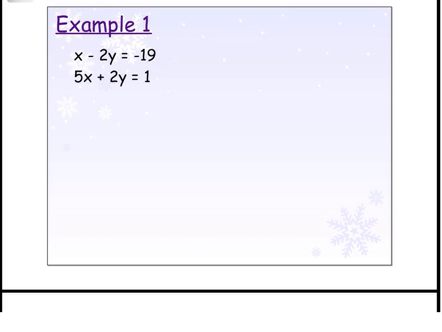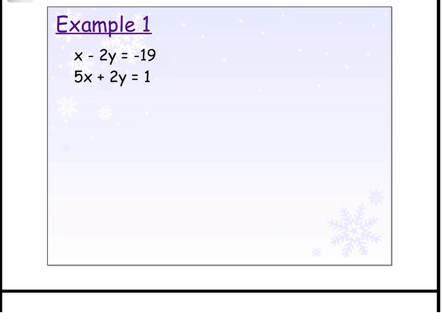Alright, first example says x minus 2y is equal to negative 19 and 5x plus 2y is equal to 1. So the first step said that we need to make sure like terms are aligned. What that means is we want to make sure our x's and the y's are lined up on top of one another. So like here I have x and 5x are lined up and my 2y's are lined up. So you want them on top of one another like that. It's going to make it easier later.